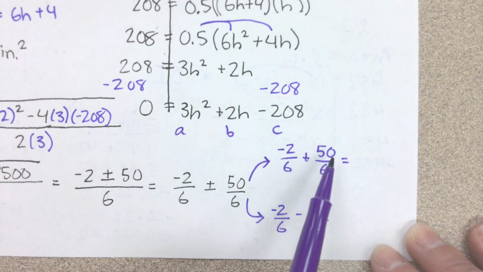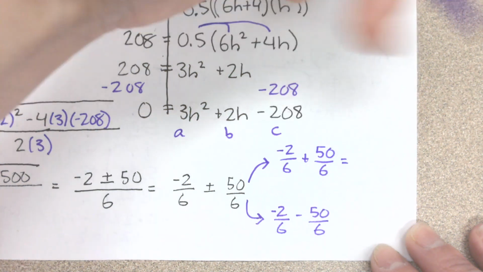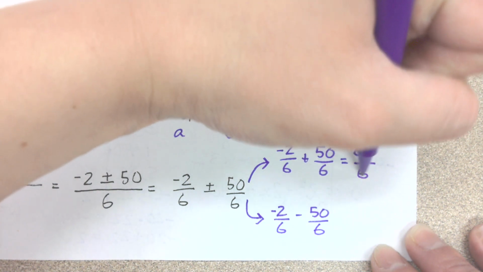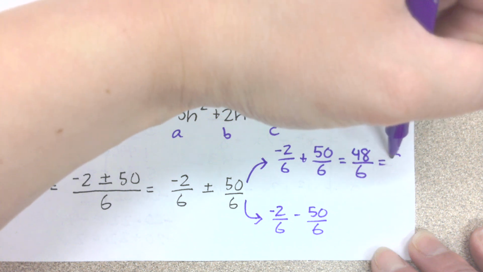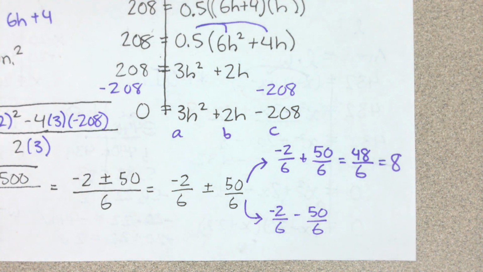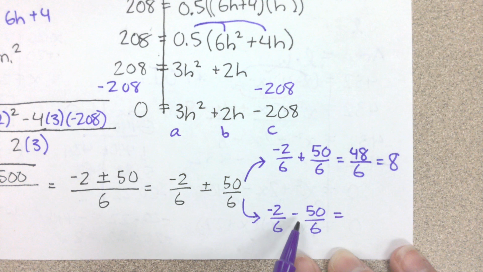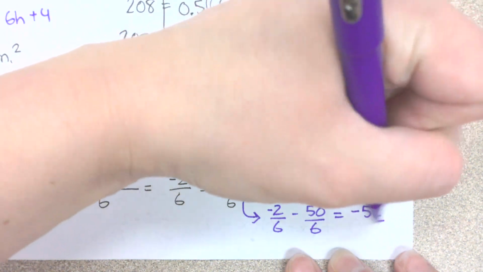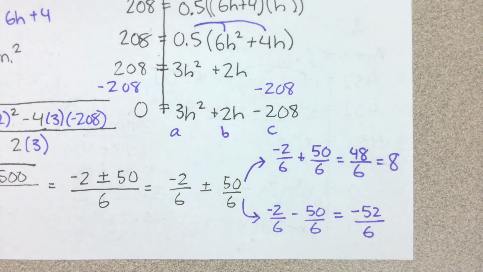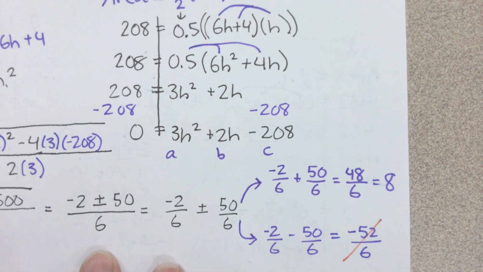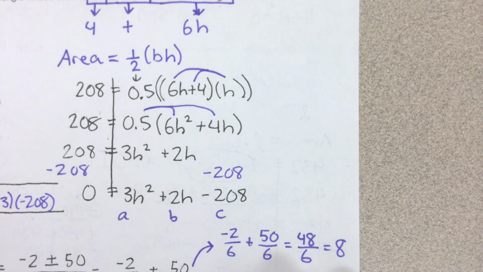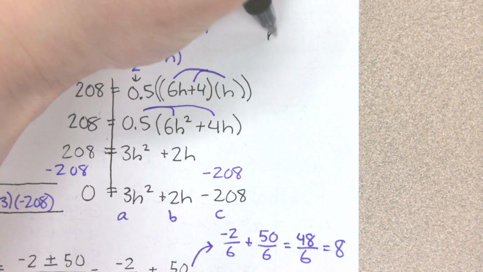Remember, you just add straight across on the top only. Negative 2 plus 50, that's positive 48 over the 6. And you should know that that divides nicely and gives us an 8. On the bottom, negative 2 minus 50, that's negative 52 over 6. And I don't even care if that reduces because I know this can't be the answer since it's negative. Since we're in a word problem. So, I'm going to squeeze my final answers in up here. H is 8.